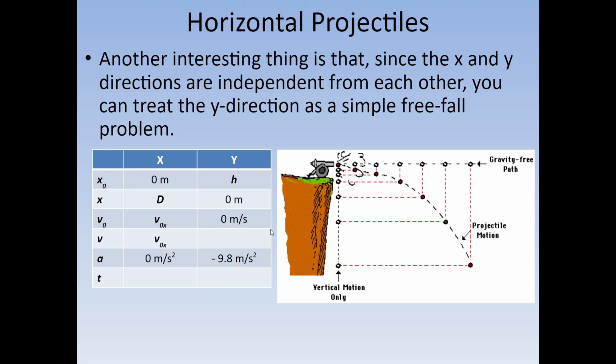The interesting thing is when you look at the vertical values, they look exactly like a standard free fall problem. So what this really means is that when you're doing these problems, you can almost treat the vertical side as an object experiencing free fall, and then horizontally just treat it like an object moving at a constant speed.